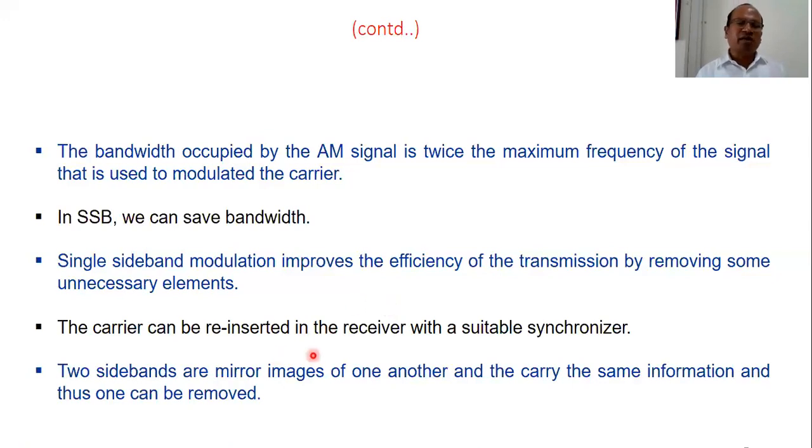Two sidebands are mirror images of one another and carry the same information, therefore we can remove one. I have already explained this in the previous slide. We know that both the sidebands carry equal message, meaning the message is equally present in both the sidebands. So we can just remove one sideband and choose one, because in both the sidebands an equal amount of the information of the modulating signal or the message signal is there.